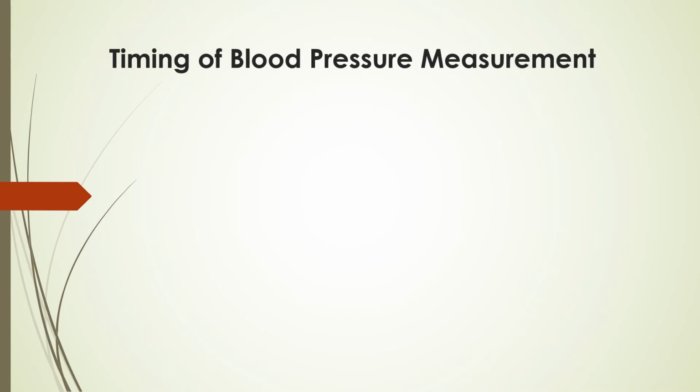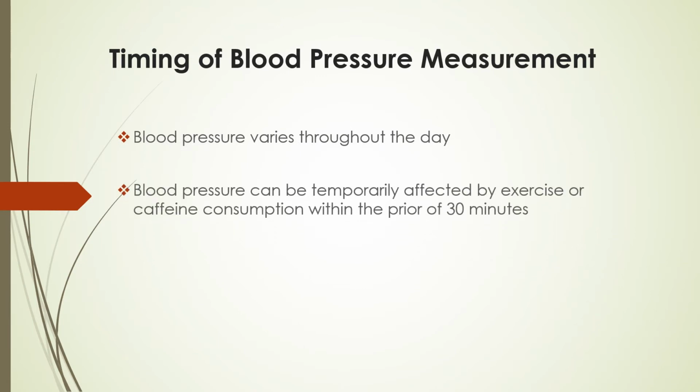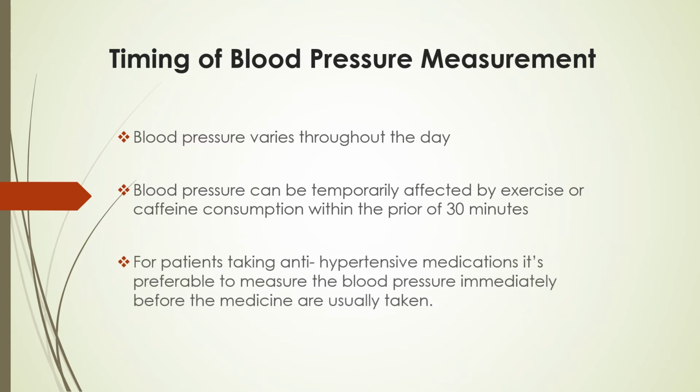Regarding the best timing for when blood pressure is measured, keep in mind that blood pressure varies throughout the day, and it can be temporarily affected by exercise or caffeine consumption within the prior 30 minutes. For patients taking antihypertensive medication, it's preferable to measure the blood pressure immediately before the medicines are usually taken, or in some specific situations, after they take some medicine. For example, the patient is complaining of a severe headache, which could be because of excessive medication.